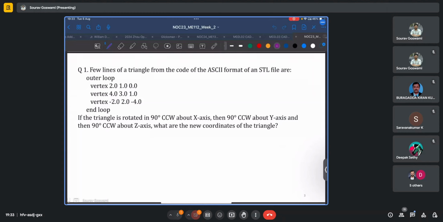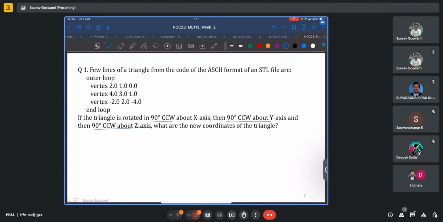So now let us look at a few illustrative examples. The first one, again dealing with rotation. You have a few lines of a triangle from the code of an STL file, and you have a sequence of rotations. The triangle is rotated 90 degrees counterclockwise about x, 90 degrees counterclockwise about y, and 90 degrees counterclockwise about z. What are the new coordinates of the triangle?